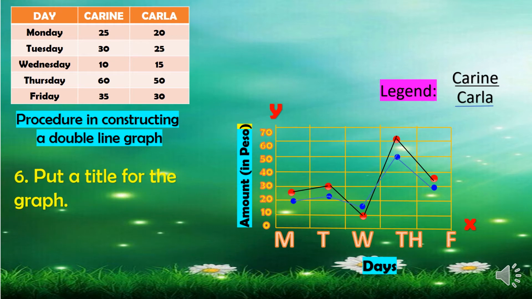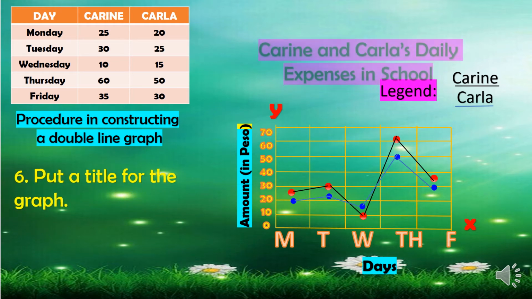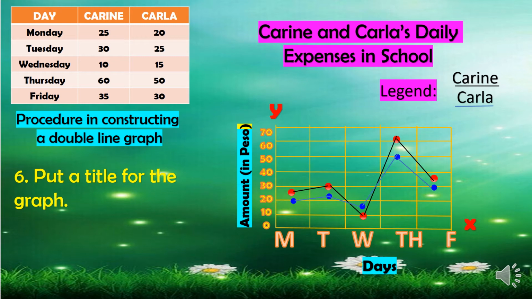And then for number 6, put a title for the graph. So the title of the graph is Karin and Carla's daily expenses in school.